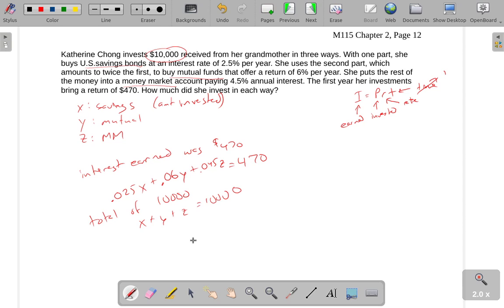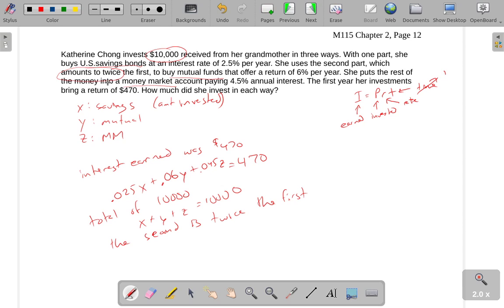If you were to sum all 3 of these together, you get $10,000. Okay? Now, does anyone see where the remaining clue is? The remaining thing that relates these. This part right here. She uses the second part. The second part is twice the first.